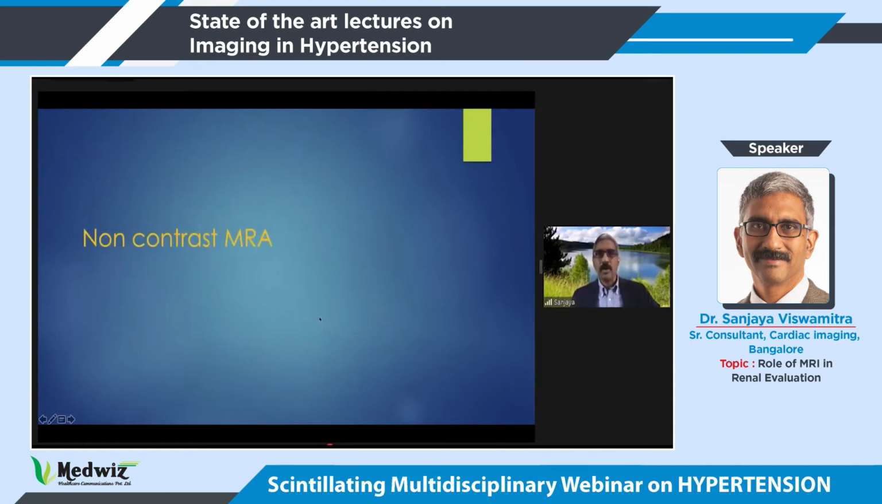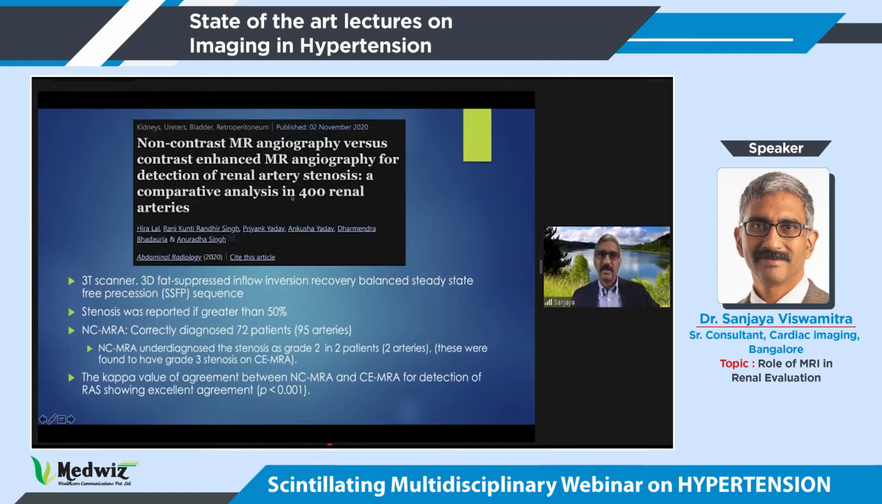What about the use of non-contrast MRI? This is often an area of interest simply because patients may have low eGFR to begin with. And this is basically a study which looked at 400 renal arteries published recently in November 2020 in Abdominal Radiology. They used a 3T scanner. They used the steady state free precession sequence, a 3D sequence, which gives you good temporal and good spatial resolution. And they looked at stenosis as anything greater than 50% or less than 50%.